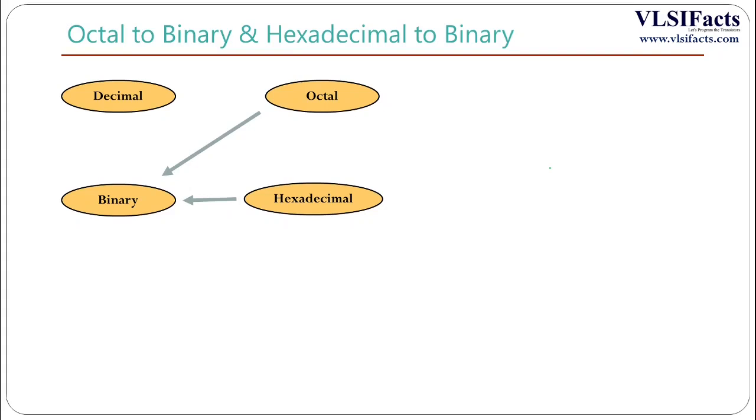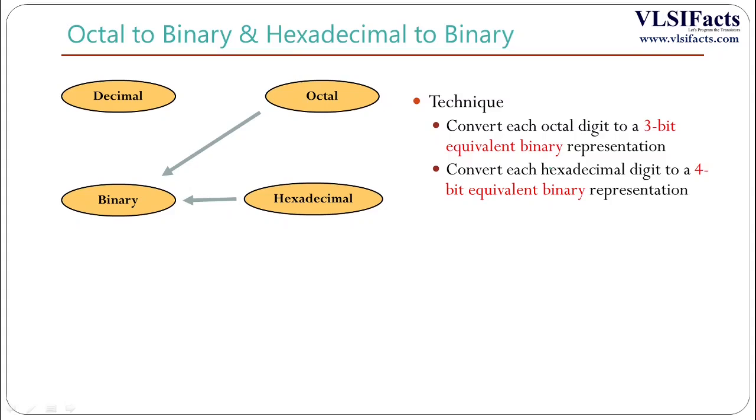Here we will learn how to convert an octal number or a hexadecimal number to binary. The conversion procedure is almost same for both octal and hexadecimal. Let us see how it can be done. The technique is, in case of octal to binary conversion, convert each octal digit to a 3-bit equivalent binary representation. Similarly, in case of hexadecimal to binary conversion, convert each hexadecimal digit to a 4-bit equivalent binary representation.